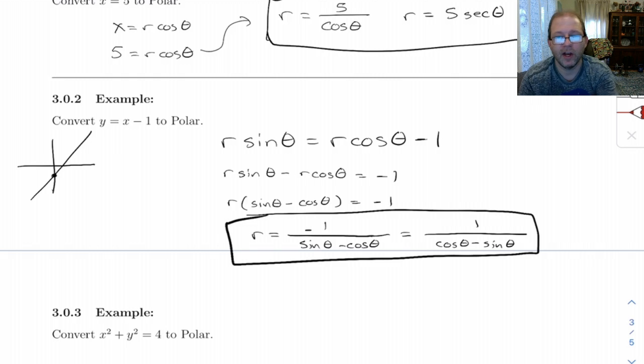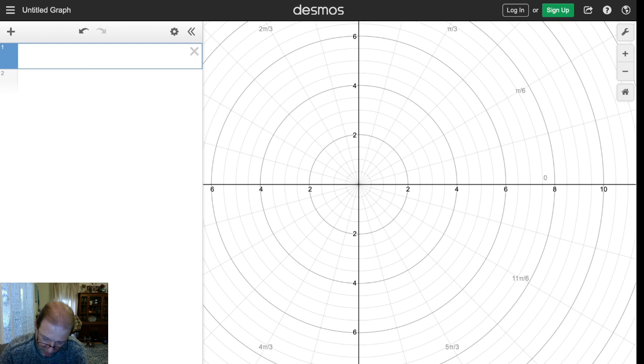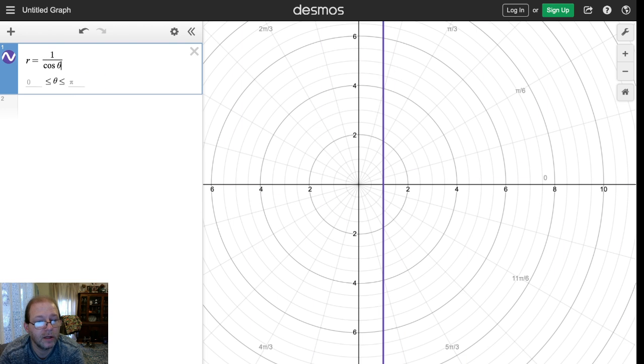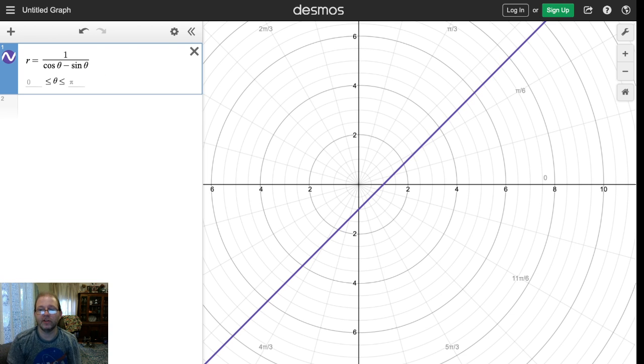So if I graph that on Desmos, it should give me the little graph we saw over there, just the line. So let's switch over to it. R equals 1 over cosine theta minus sine theta. And sure enough, it gives us the same that we would get by graphing y equals x minus 1.